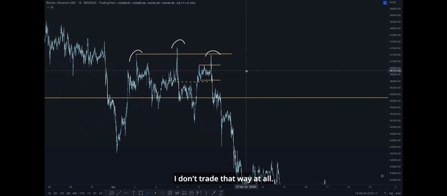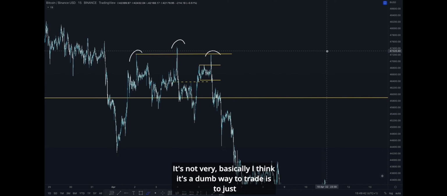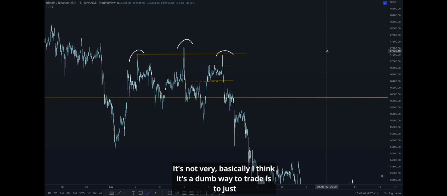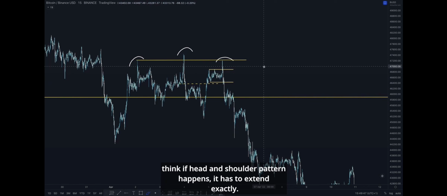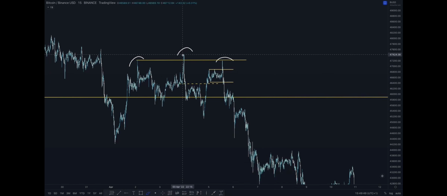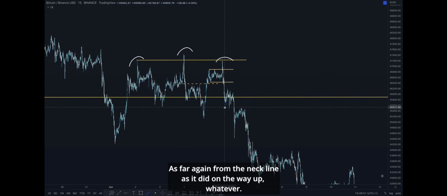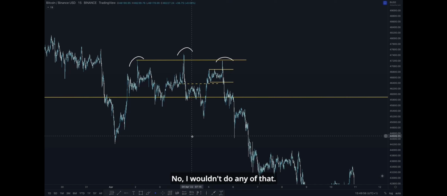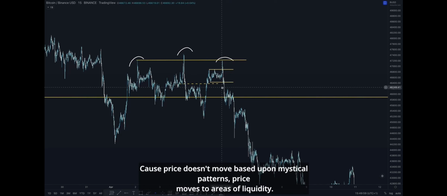I don't trade that way at all, so that's why I rushed through it. I think it's a very first level of thinking. I think it's a dumb way to trade, to just think that if a head and shoulders pattern happens, it has to extend exactly as far again from the neckline as it did on the way up. No, I wouldn't do any of that, because price doesn't move based upon mystical patterns.